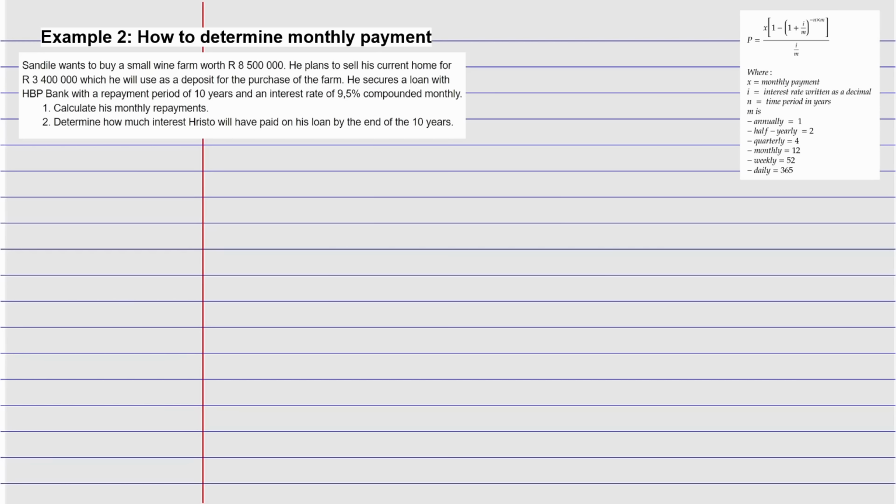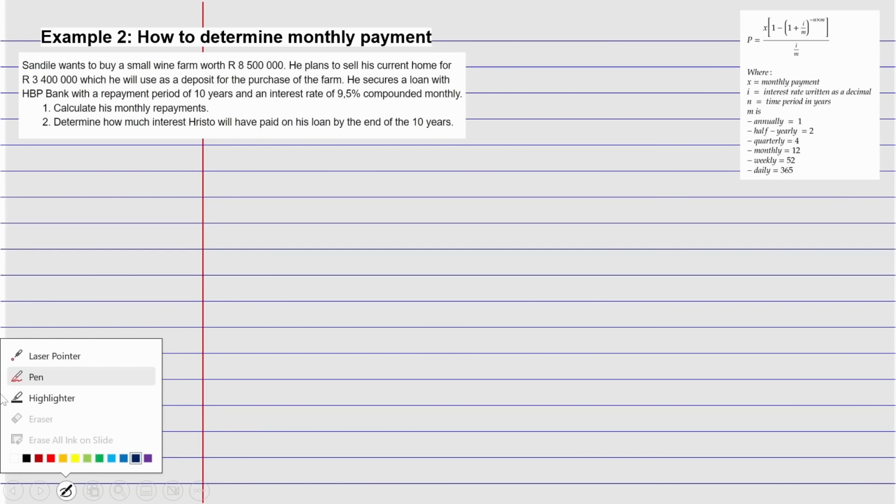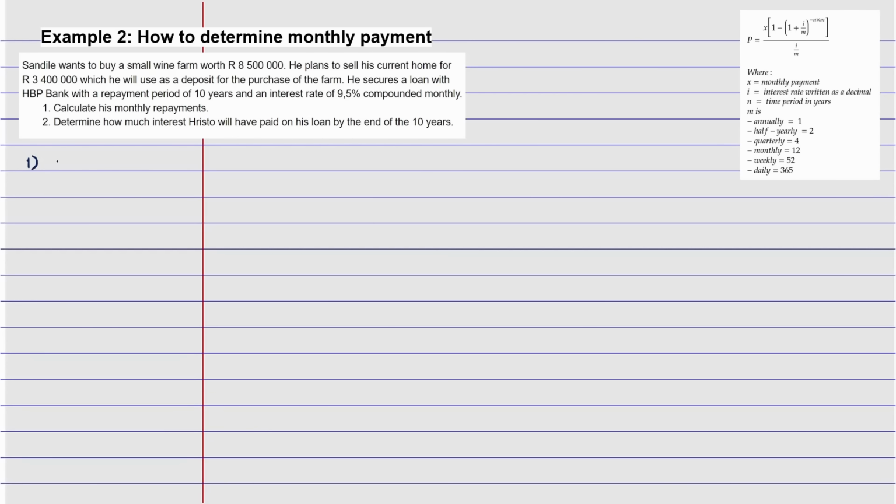So the first question says calculate the monthly repayment, so that's like the monthly installment. Let's read the question and write down all the information we need. For number 1, we need the monthly installment, we need I, which is the interest, we need N, we need M, and we need P. How much is the monthly repayment, the monthly installment? That's what we need.